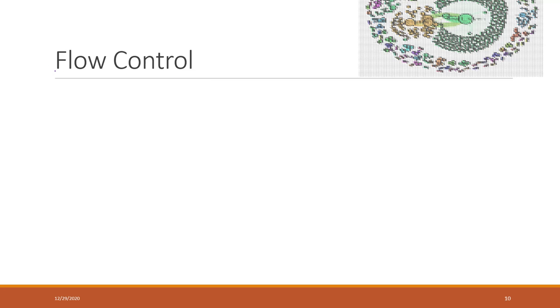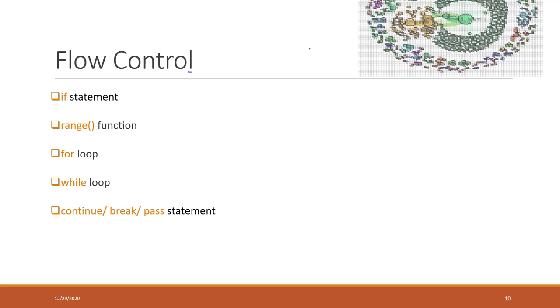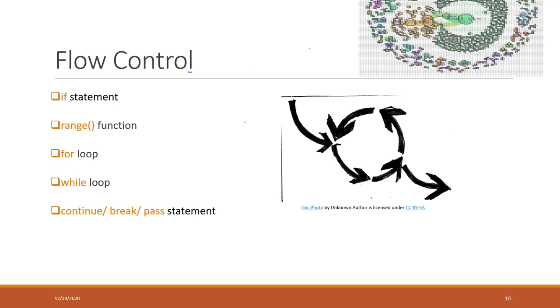Okay, so finally, let's talk about the main topic of today's lecture. That is flow control. There are several ways that we can do flow control. That basically means that when you want Python to do something complicated, you can use flow control. We have the if statement, range function, for loop, while loop. We also have the continue, break, and pass statements.